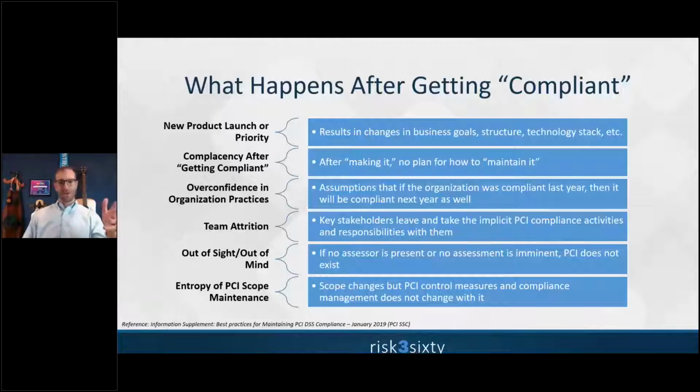Or this third option, right, is they have overconfidence in their organizational practices, meaning individuals think that either because they got compliant in year 1 or they were compliant in year 1, that means they're going to be compliant in year 2, or that the practices that they have in place are going to be sufficient to maintain it without them ever maintaining those practices, right? So this idea they don't believe really in organizational entropy.